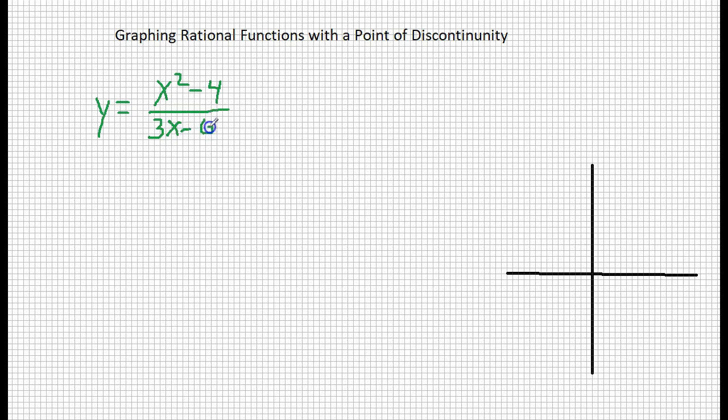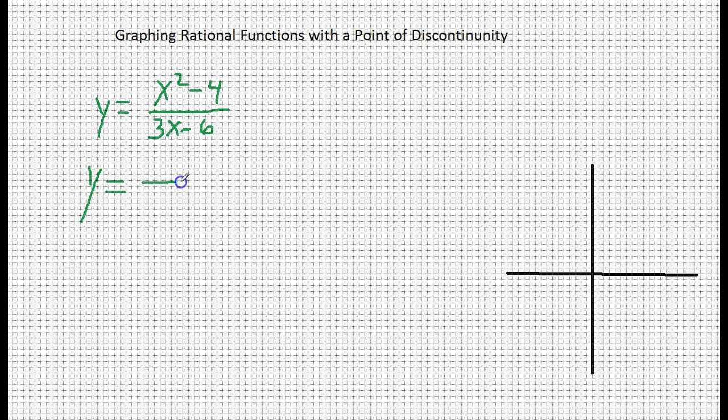3x minus 6. All right, you notice the degree of the numerator is larger than the degree of the denominator, so that means there will not be a horizontal asymptote on this graph. Okay, let's factor both numerator and denominator.